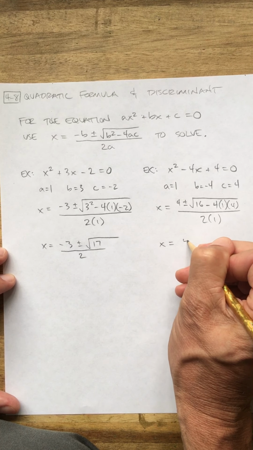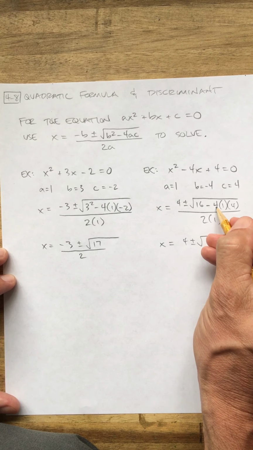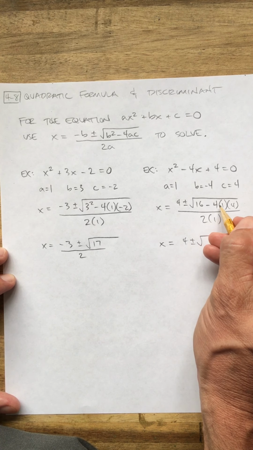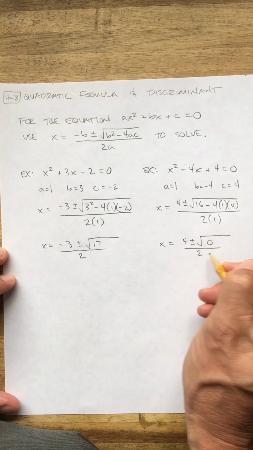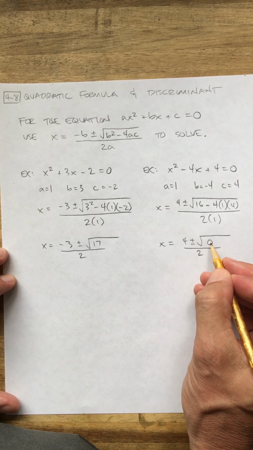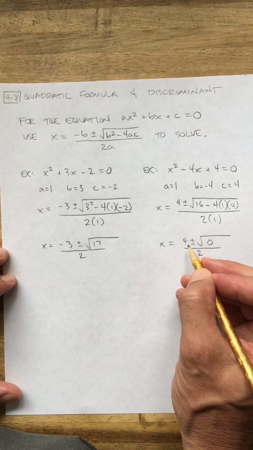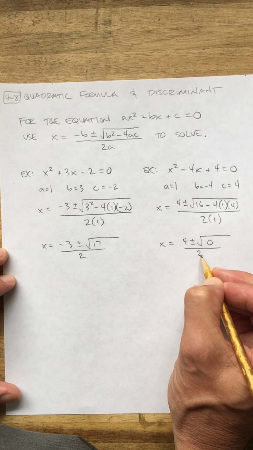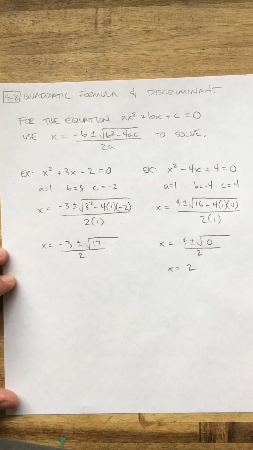X equals 4 plus or minus the square root. Now this is negative 4 times 1 times 4 is negative 16. So 16 minus 16 is 0. Okay, all over 2. And 4 plus or minus the square root of 0, well, the square root of 0 is 0. So this is 4 plus 0, which is 4, or 4 minus 0, which is still 4, divided by 2. Okay, so x equals 2. 4 divided by 2 is 2.